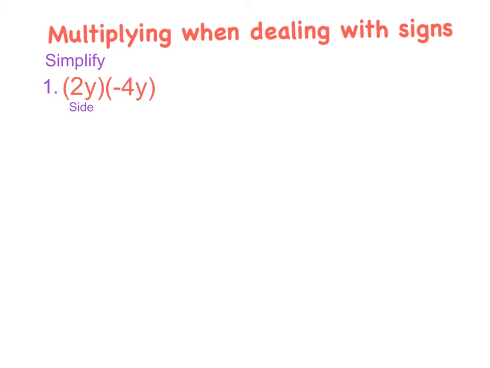And top underneath the minus 4y squared. And I'm going to do my box multiplication. So fill in my box here. So along the side I have 2y, and along the top I have minus 4y.